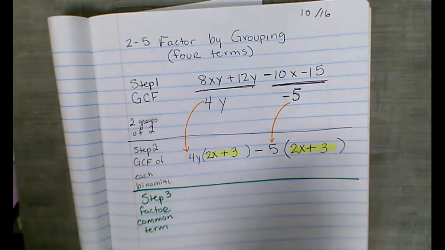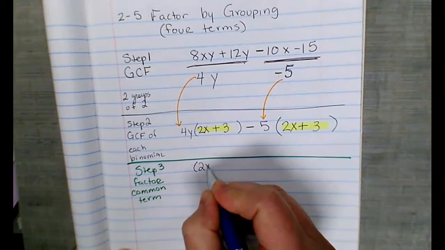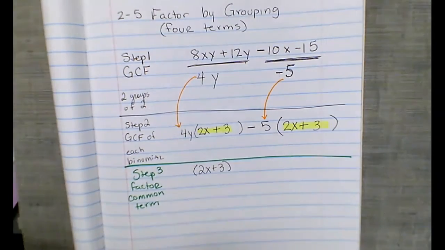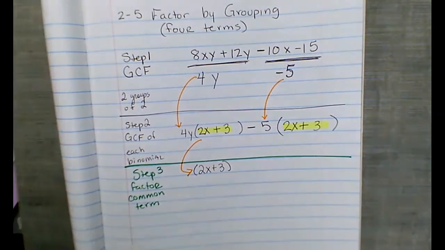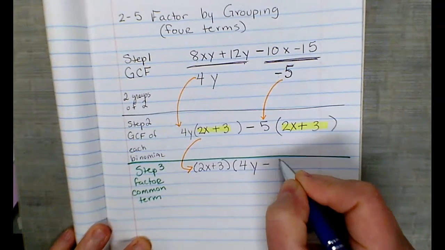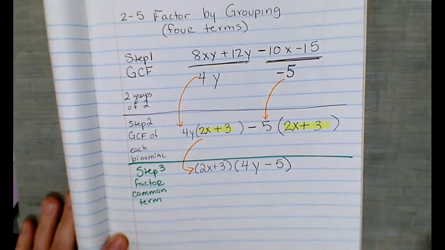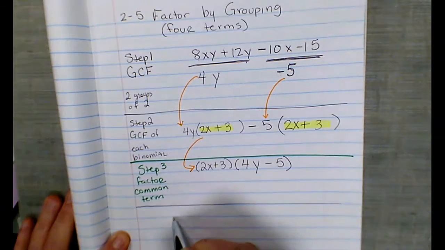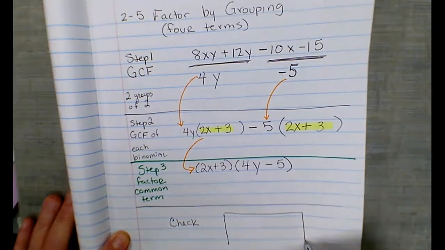What do you see in common? What do you see down there twice? That becomes kind of like a GCF. That factors out in front. What's left? It is now factored. That is the answer to the factor. Let's check it to make sure. Yes.